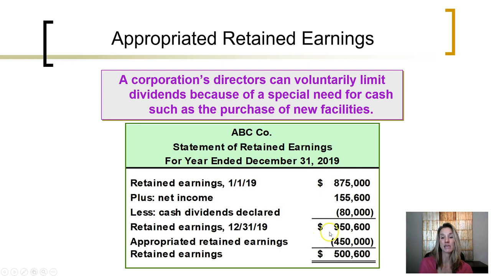So if ABC had $950,600 of retained earnings and management wanted to restrict $450,000 for the anticipated purchase of new facilities, they would appropriate it. Total retained earnings is not changed. $450,000 of it is now appropriated, leaving unrestricted retained earnings in the amount of $500,600.